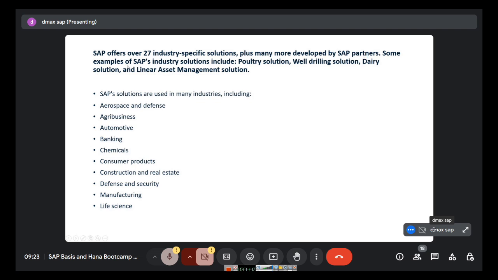Some examples you can see here: aerospace and defense, SAP is being used. Agribusiness, automotives, banking, there are many. Chemicals, consumer products, construction and real estate, defense and security, manufacturing units, and so on. All these industries are already using SAP and successfully running their business very smoothly using SAP.